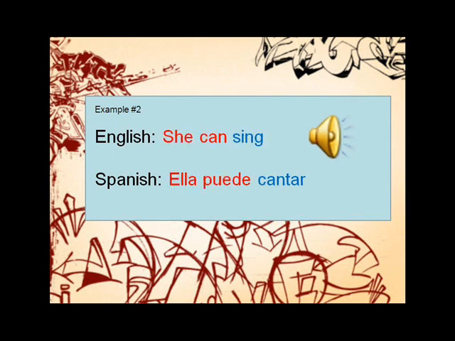She can sing. She can. Ella puede cantar.